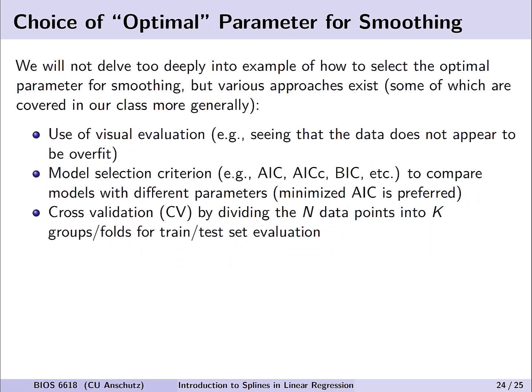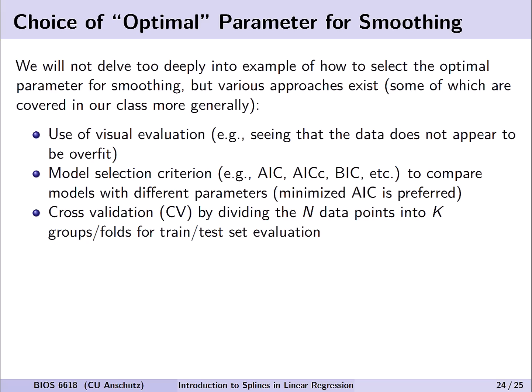So you might be wondering, how do I choose the optimal parameter for smoothing other than just eyeballing it? Well, we're not going to delve too deeply in this lecture in how to select the optimal parameter for smoothing, but different approaches have been proposed, and many of these have been talked about in more general cases for our class. For example, we've already seen you can use visual evaluation, basically seeing does it fit the data pretty well or not. More quantitatively, you might look at using model selection criterion like AIC, corrected AIC, BIC, and so forth to compare models with different parameters, where, as a reminder, you want to minimize your AIC.